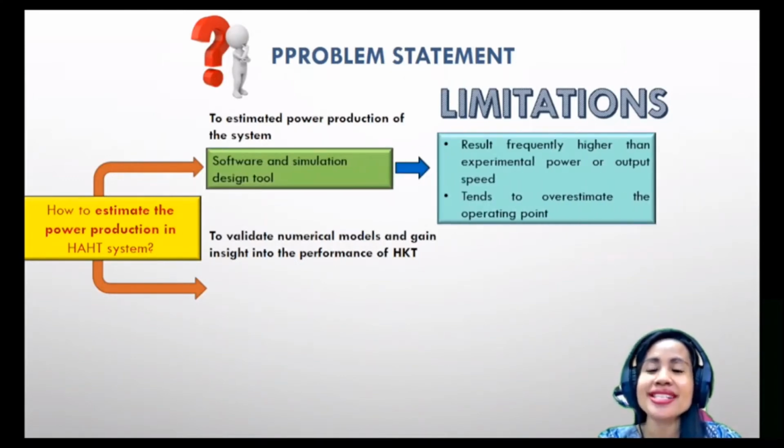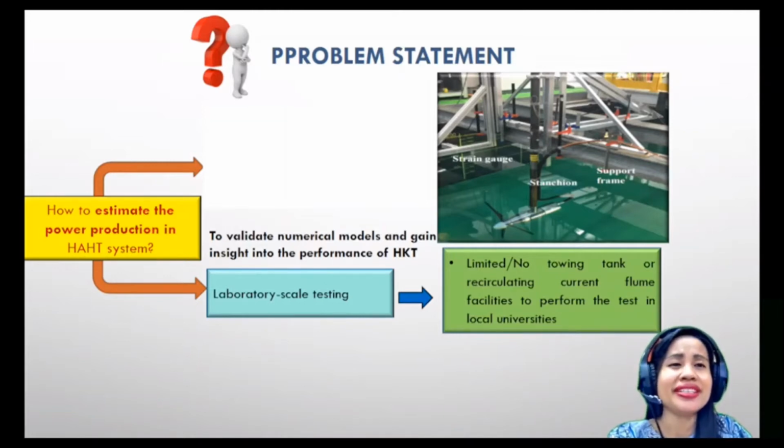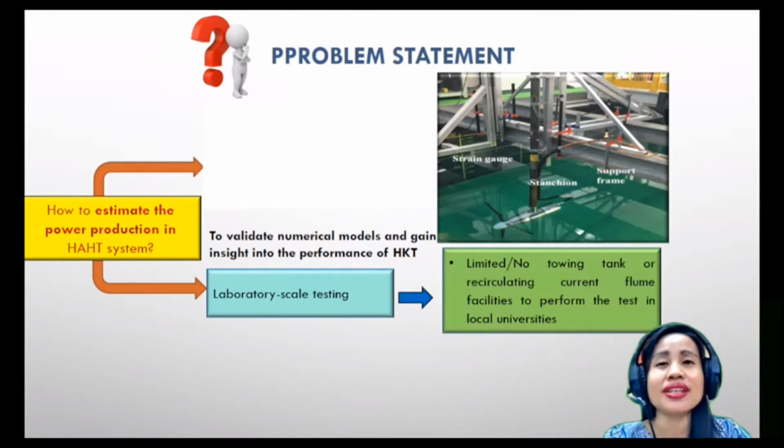We can use software and simulation design tools such as TurboGAN and CFD. However, the result is frequently higher than experimental output, and tends to overestimate the operating point. Besides, to validate the numerical model and gain insight into the performance of the HKT, we need to do laboratory scale testing, but there is no, or only limited, towing tank or circulating current flow facilities to perform the test in local universities or in Sarawak.